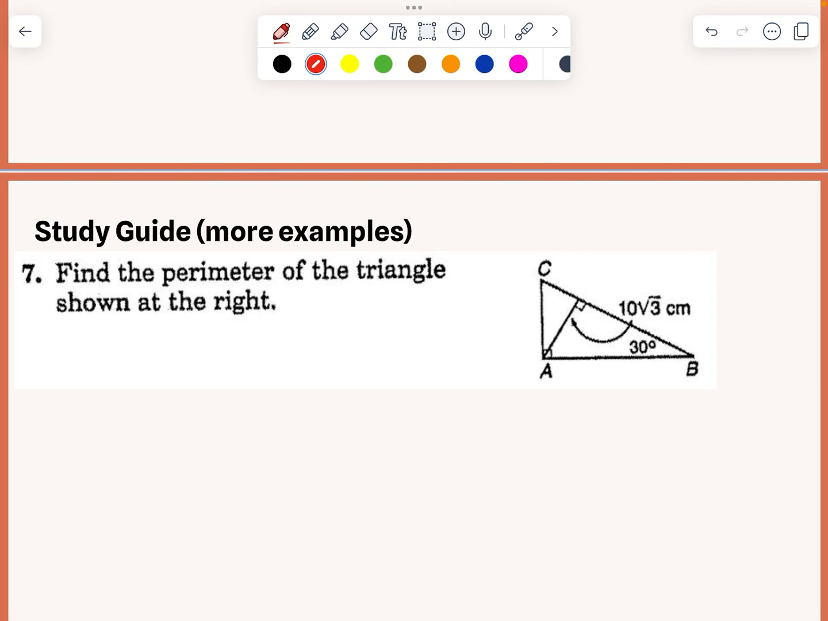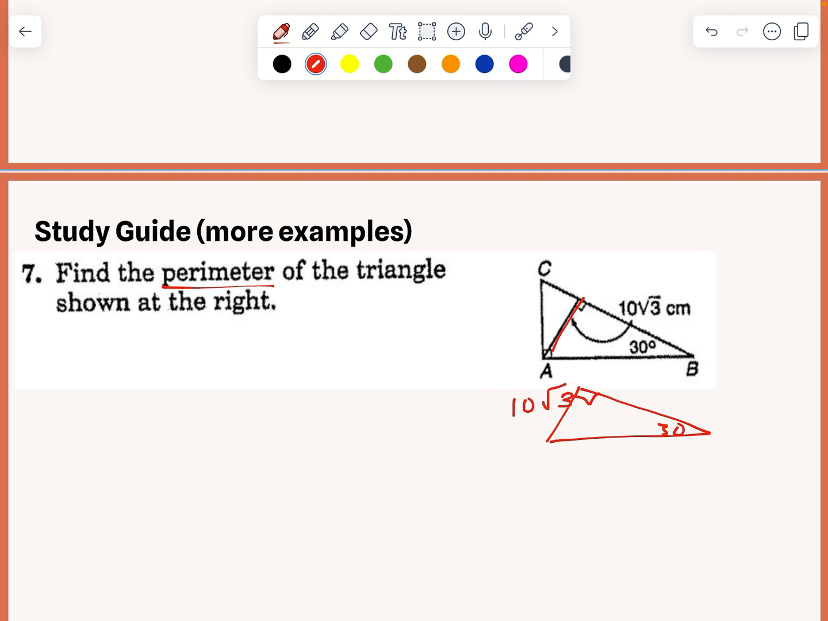Number 7 on the study guide, find the perimeter of the triangle shown at right. We have a couple different things going on. I am going to redraw the part of the triangle that I see all the stuff on. I see that right angle. I see that we're calling this side right here 10 square roots of 3.